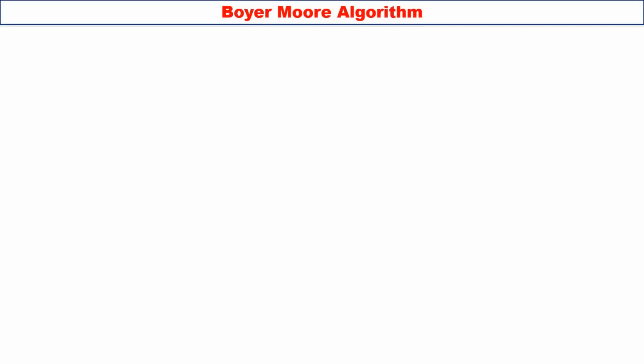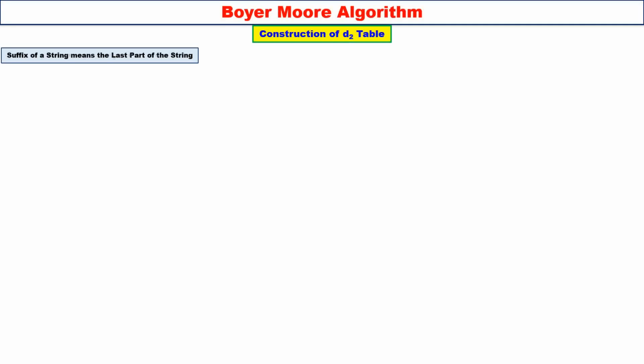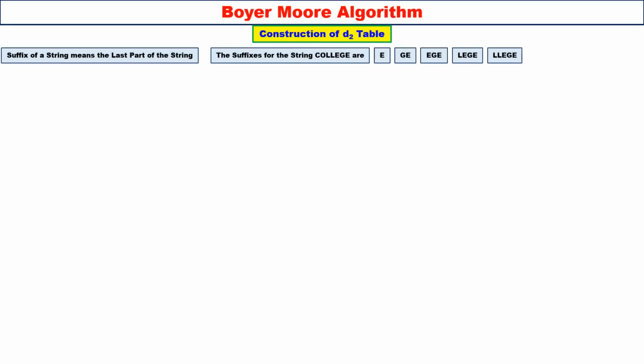Now let us understand the construction of the D2 table. First of all, we should understand the meaning of suffix and prefix. What is a suffix? A suffix of a string means the last part of the string. Let us consider the string college. What are the suffixes for this string college? E, GE, LEGE, LLEGE, OLLEGE.